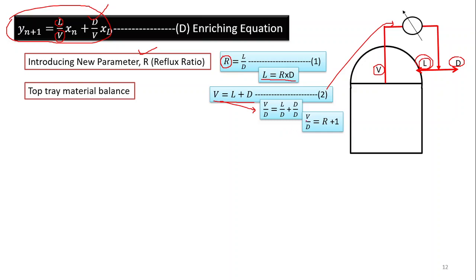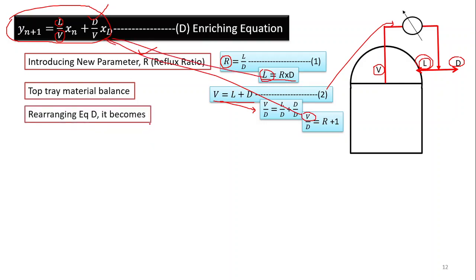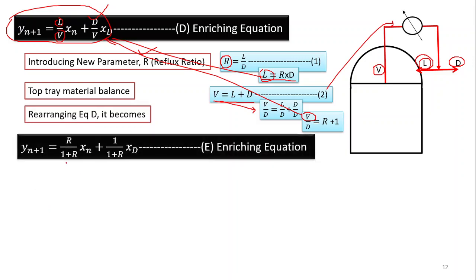So we now know the value of V and the value of L. If you put these L and V values in this equation, instead of L you can write RD, and instead of V, (1 plus R)D. So D and D cancel in both terms. You get Yn+1 equals R upon 1 plus R Xn plus 1 upon 1 plus R XD. This is the working equation for the enriching section. We are going to use this equation for the calculations. This is the second form of the enriching equation.